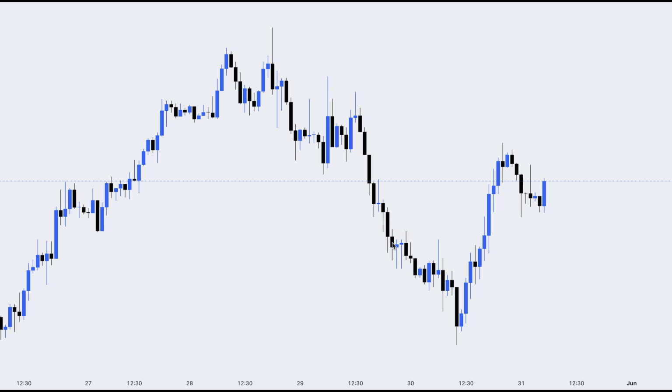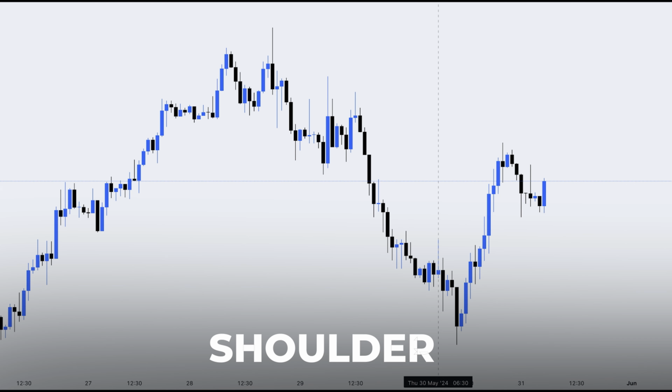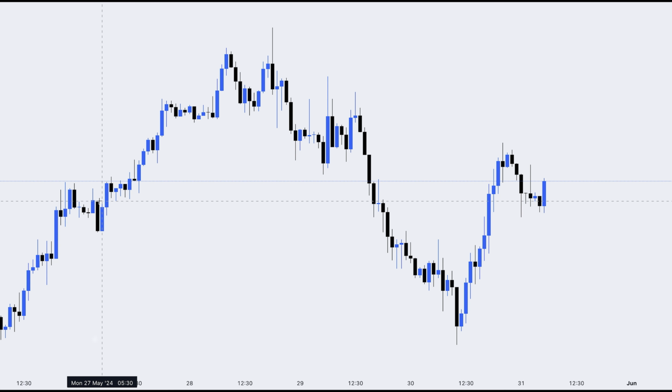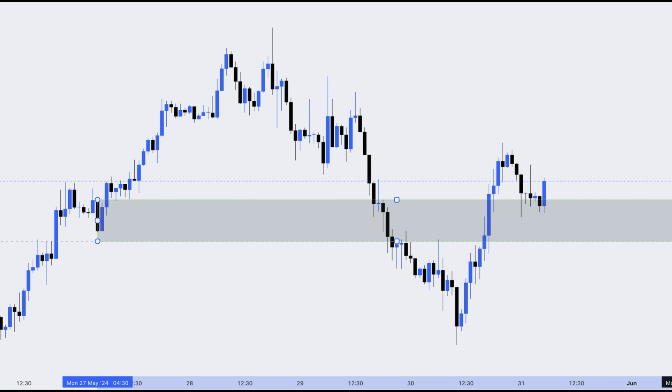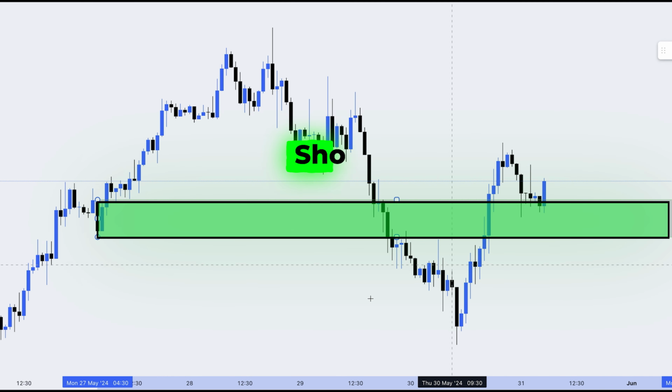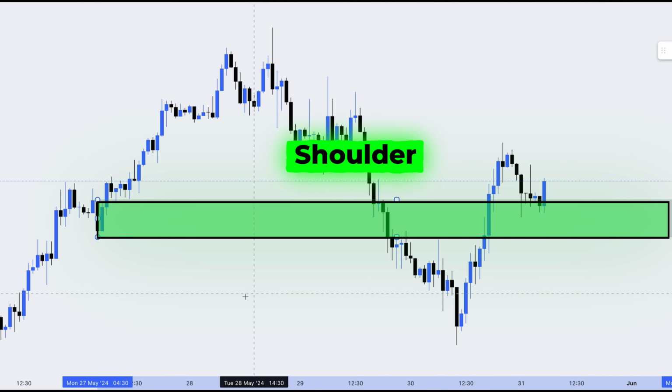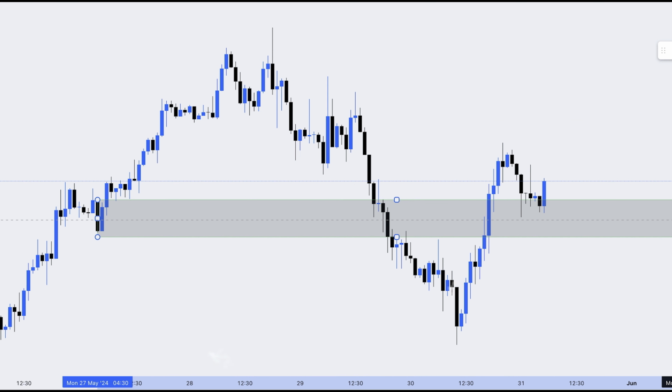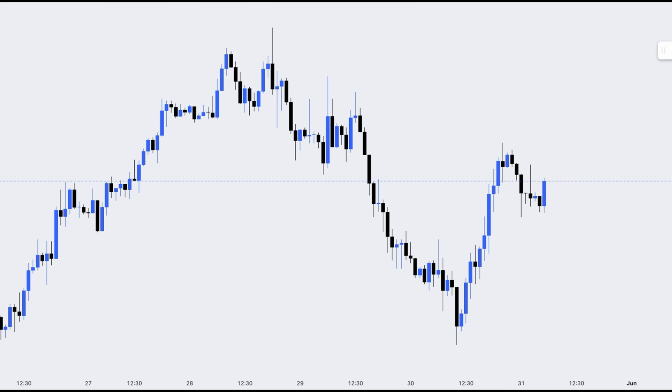Let's go. So on this chart, we have our first shoulder here, and we also have our second shoulder at the other end. This is our first shoulder, this is our second shoulder, and this is the head. Now when you look at the second shoulder, you would see that we have a kind of rejection here immediately. You can see the rejections we have here.